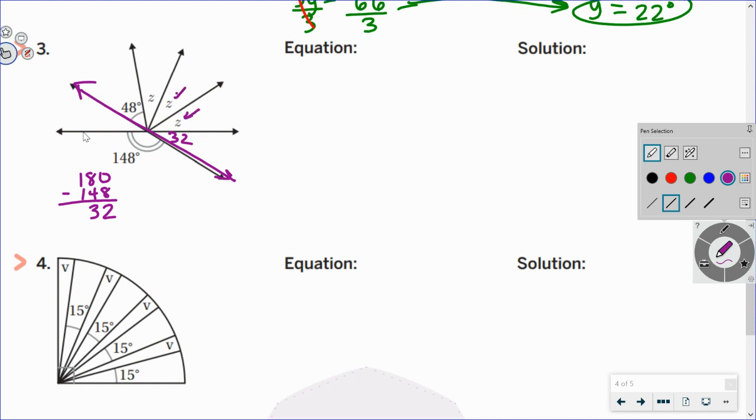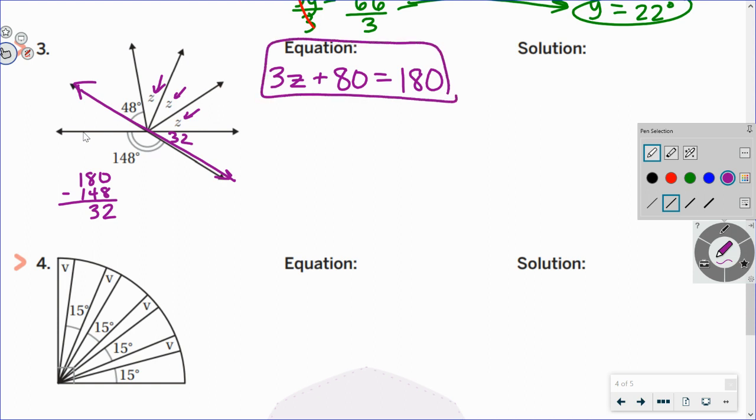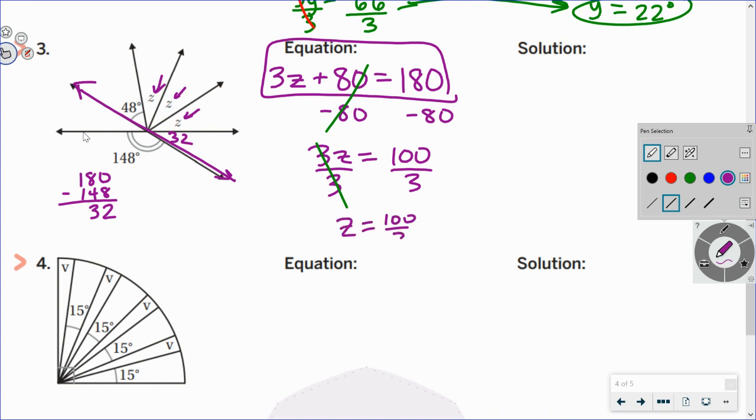And so when I look here, I see z plus z plus z, in addition to 48 and 32, together form 180 degrees. Here is my equation, where if I subtract 80 from both sides, we now are left with 3 z's equaling 100. And if we divide both sides by 3, that will leave us with 100 thirds, which is not a very nice decimal, ladies and gents. In this case, I might suggest leaving it as a mixed number.